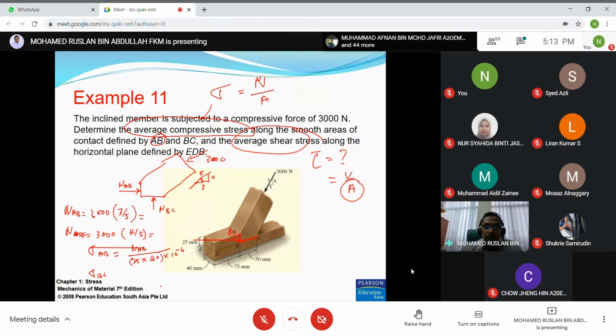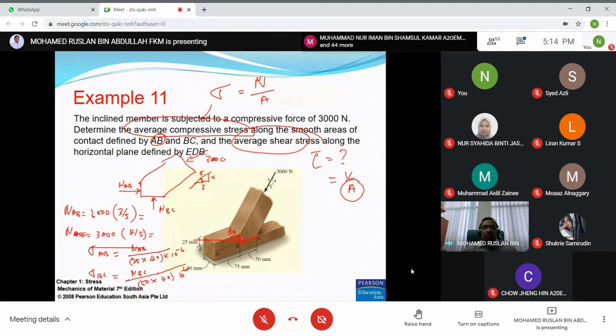And for BC, sigma BC equals NBC divided by the area of BC, which is 50 multiplied by 40, times 10 to the minus 6. So this is the area. This is the average compressive stress along the smooth contact areas defined by AB and BC.